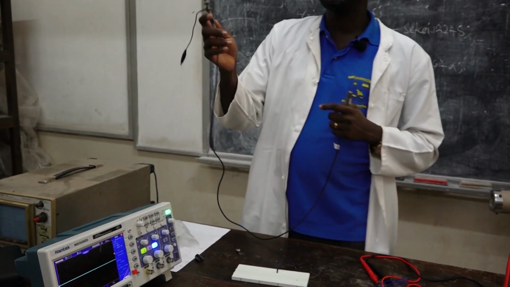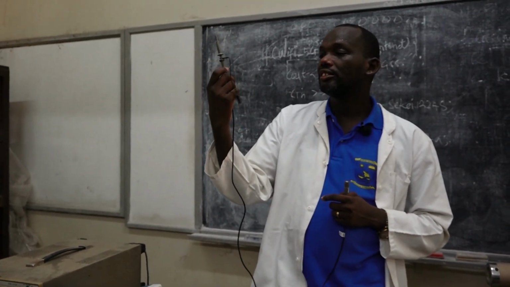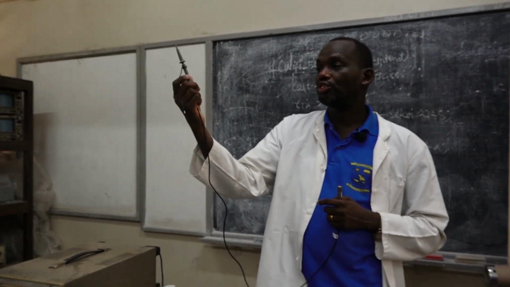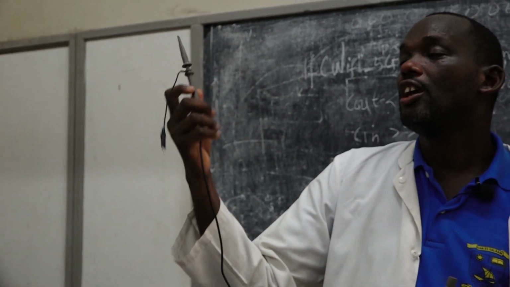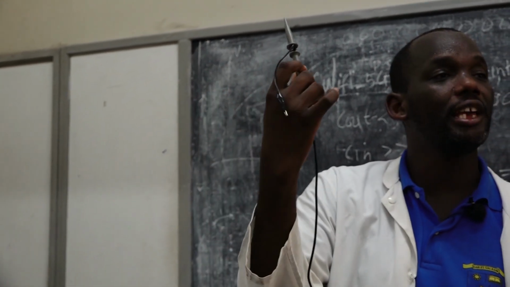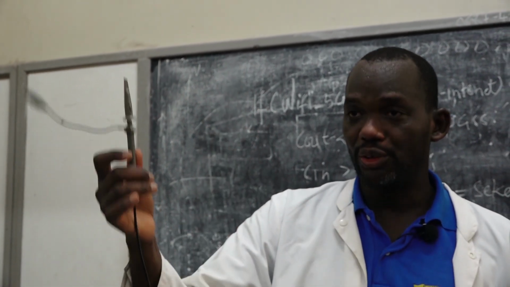So how can you change it? There's a switch. If you press it down, it means times 10. When you press it up, that is times 1. Are we together? I will give you the oscilloscope.